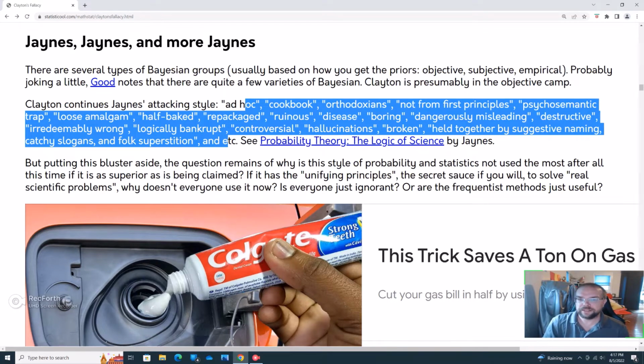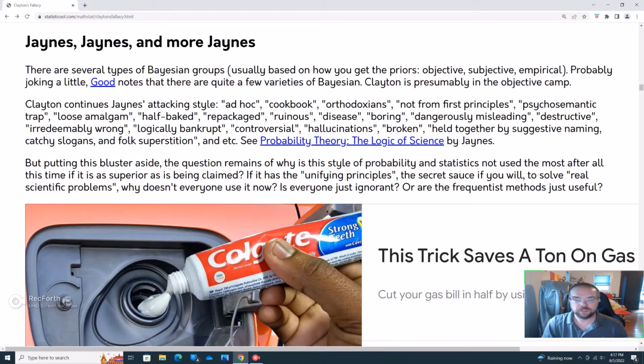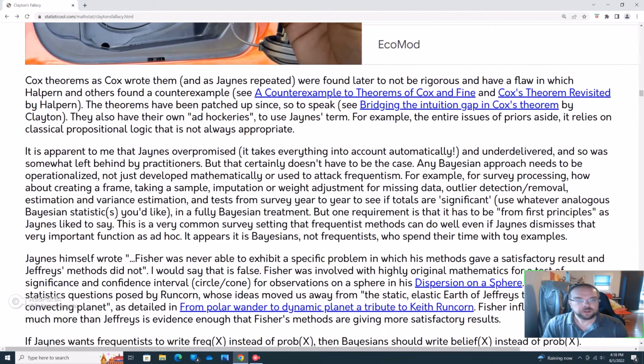But my thing is, well, if that's the case, why is the style of probability and stats the orthodox and most used in the world? Not just in science, but other fields too. Why isn't Bayes that? If it has what I call a secret sauce to solve real world problems, you don't need to attack frequentism. You just need to do it. Just do it.